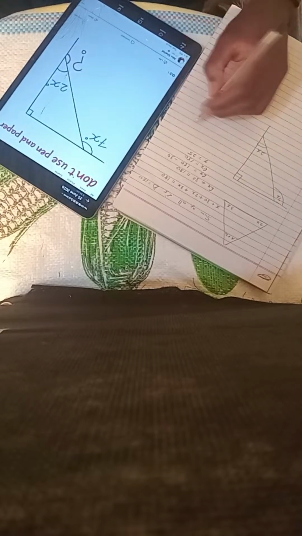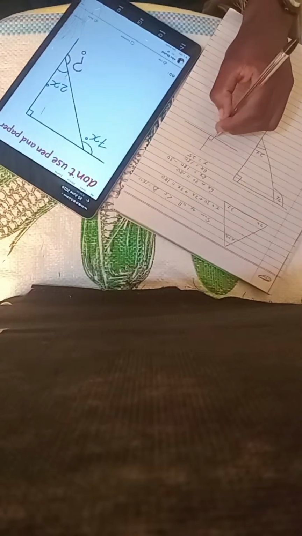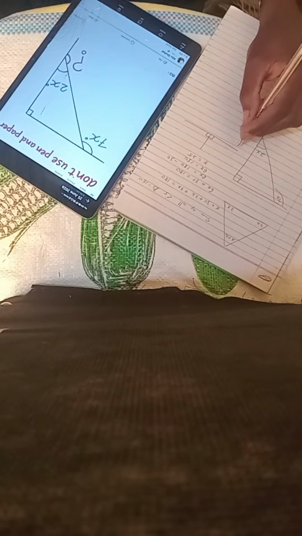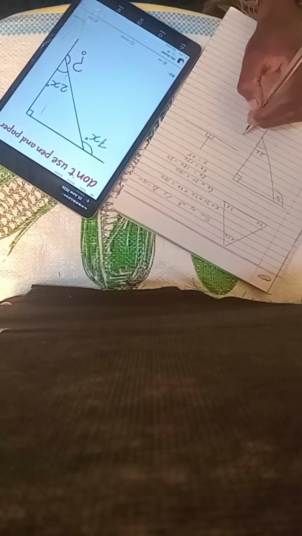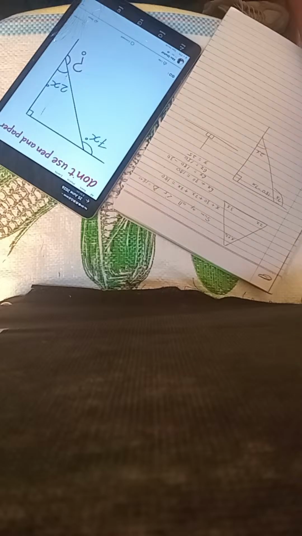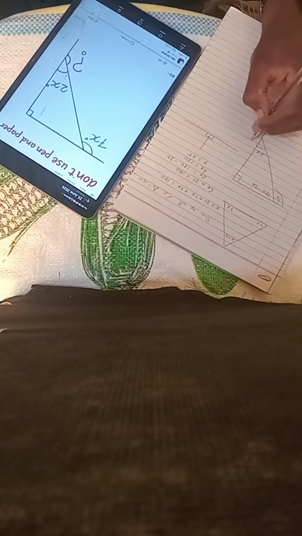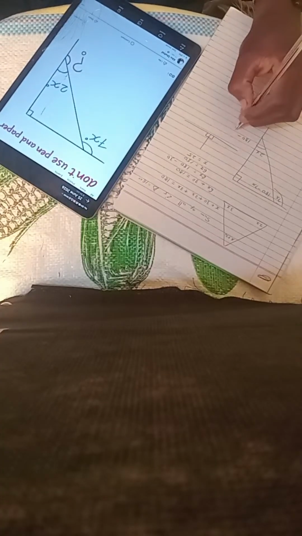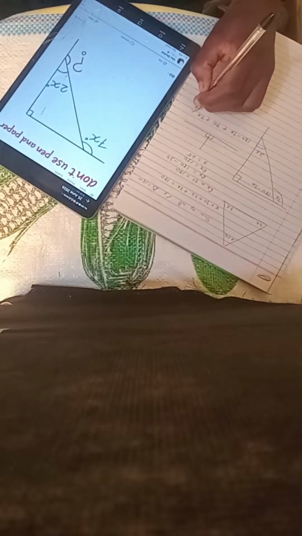From what we can see, this is also this. What we know is that this one is 90 degrees, this one is 90 degrees. Therefore, the angles on a straight line make up 180, which means this one is 180 minus 7x. Then the interior angles of this triangle are going to be 180 minus 7x, 90, plus 2x, equal to 180.